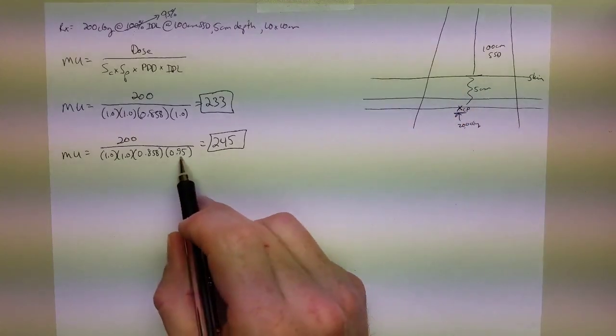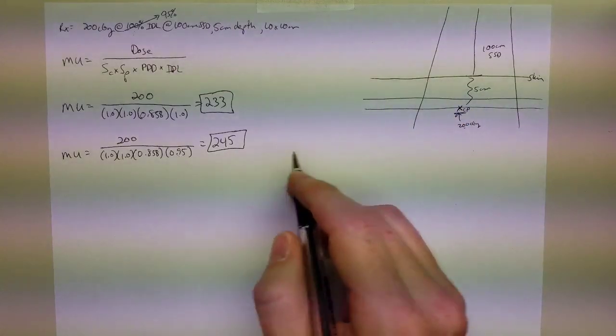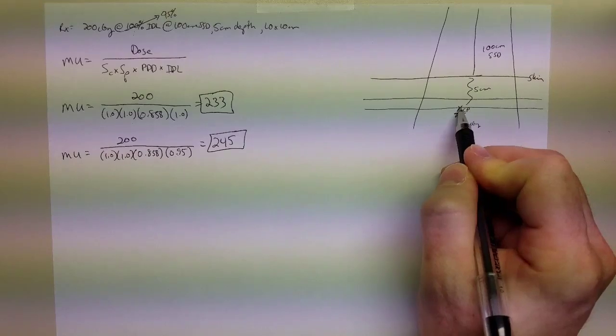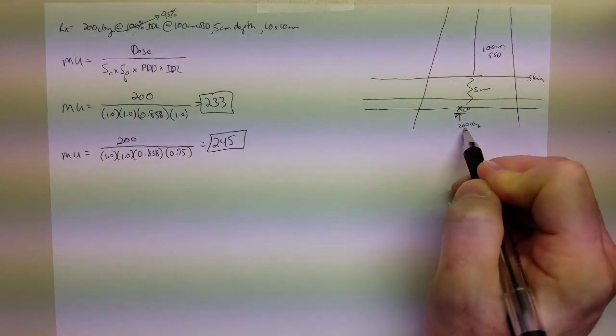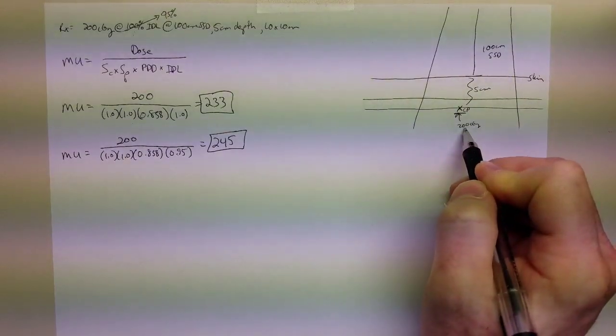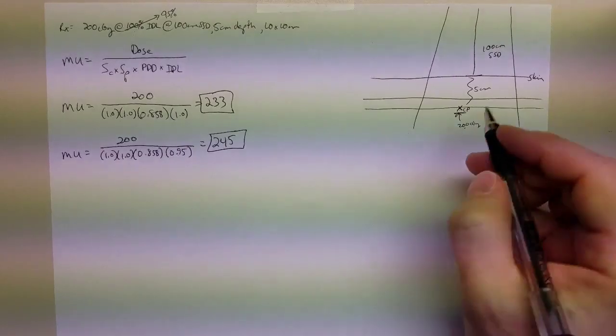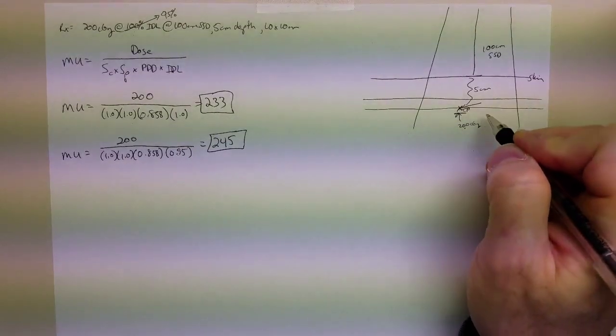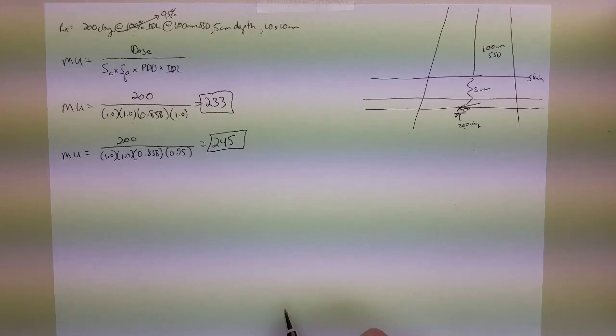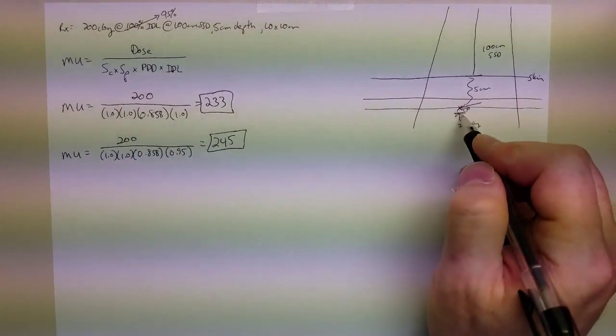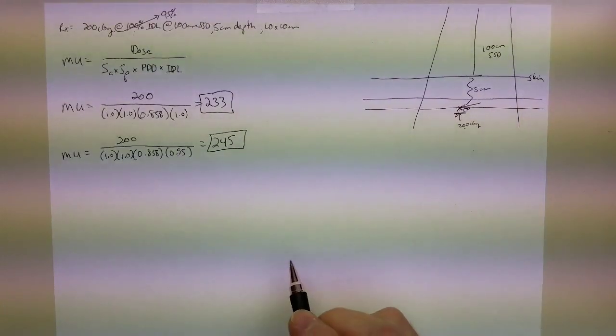Now, because I'm normalized at the 95% isodose line, the dose at 5 centimeters isn't 200 centigray. It's 200 centigray divided by 0.95. So I'm delivering more dose at the calculation point in order to deliver more dose to the 95% isodose line. That's what normalization is.